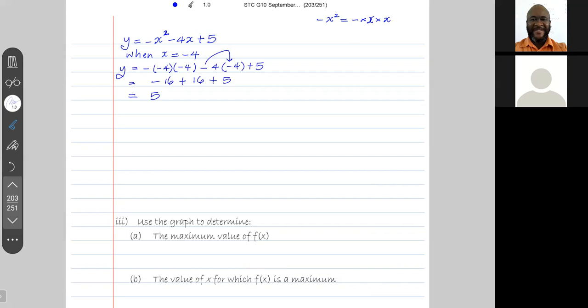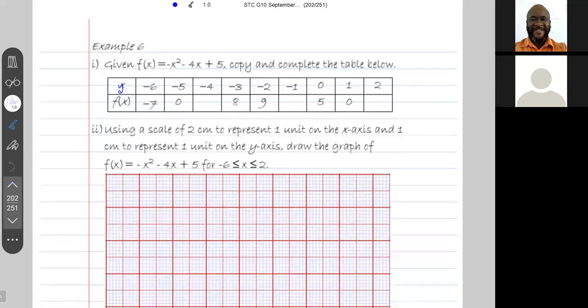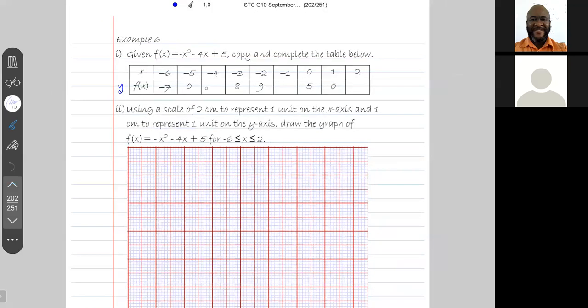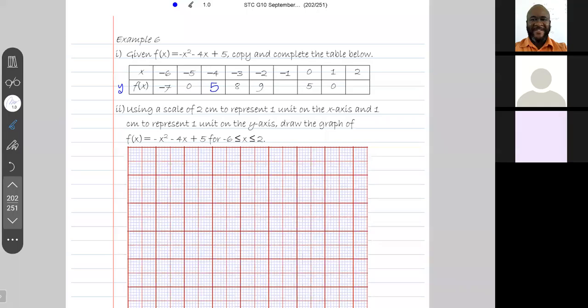Go back up to my table of values. So the value here is minus, sorry, not minus, is positive 5. When x is equal to minus 4, y is equal to 5. All right, so next we need to determine the value of y when x is minus 1 and when x is 2.